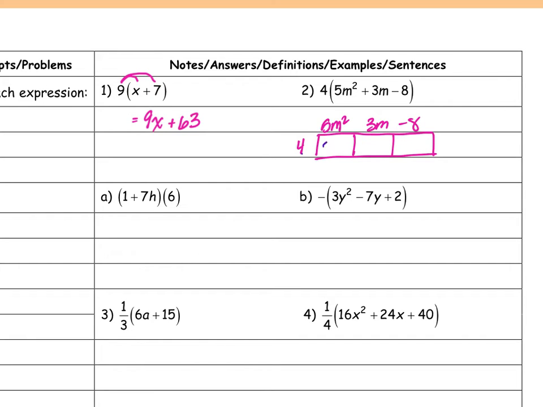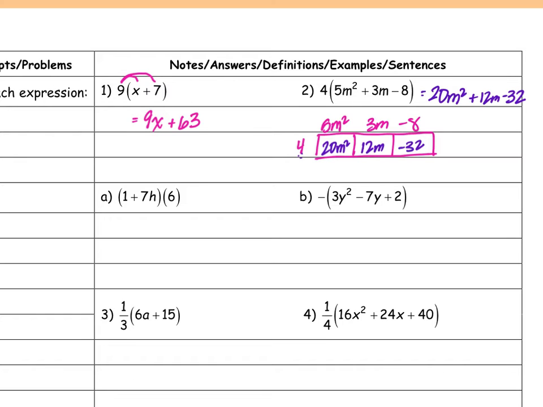4 times 5m is 20m squared. And 4 times 3m is 12m. And 4 times -8 is -32. And then I just put it together, and there's my answer: 20m squared plus 12m minus 32. And I don't care which way you do it. I really, really don't care. You choose which way you like to do it best, whichever way you feel more comfortable with. Does that make sense?